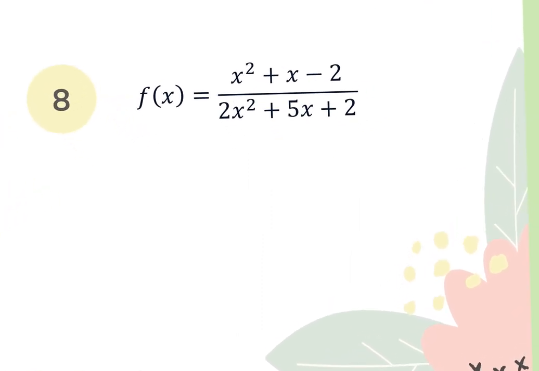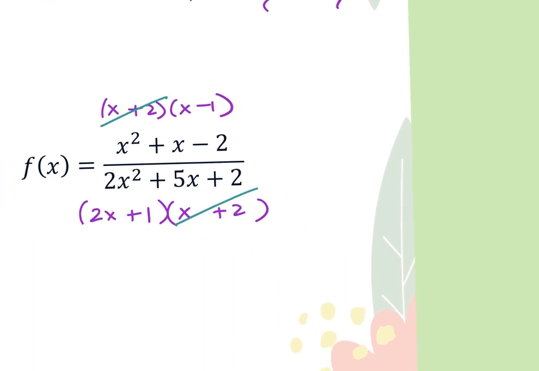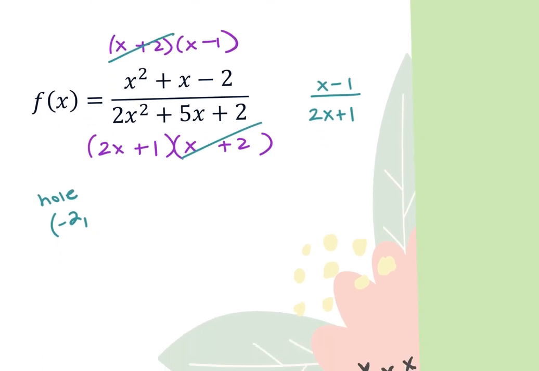All right, last one. I can factor my numerator: x plus 2, x minus 1. The denominator: 2x plus 1 and x plus 2. And again, I can cancel. So there's a hole at -2. If I plug that in, I end up with 1 as the y.